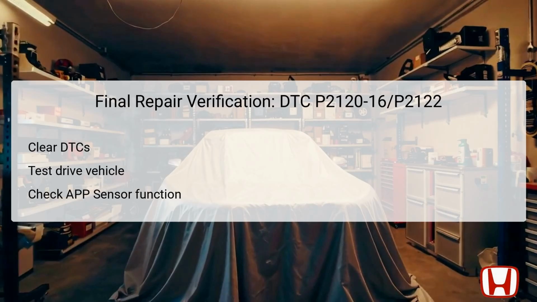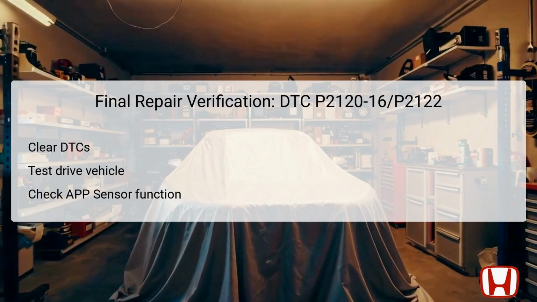After completing repairs for DTC P2120-16, P2122, verifying that the issue has been resolved is crucial. Begin by clearing any existing diagnostic trouble codes from the PCM. This process allows the system to reset and prepare to monitor for new inputs accurately. Following the clearance, conduct a test drive to ensure that the vehicle operates correctly under normal driving conditions.